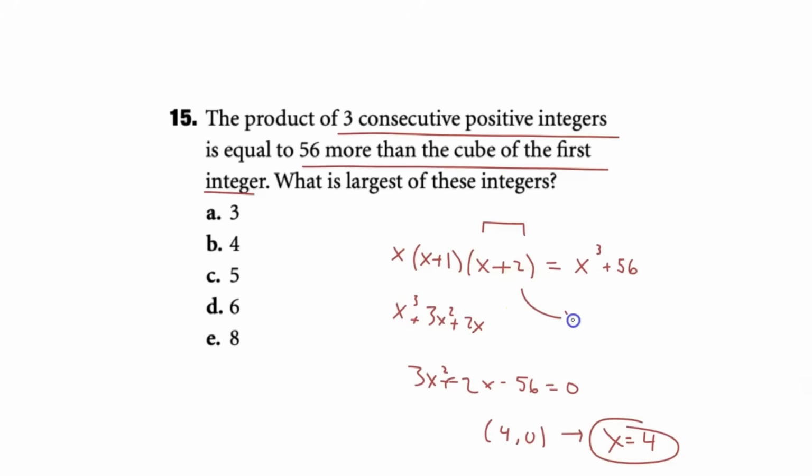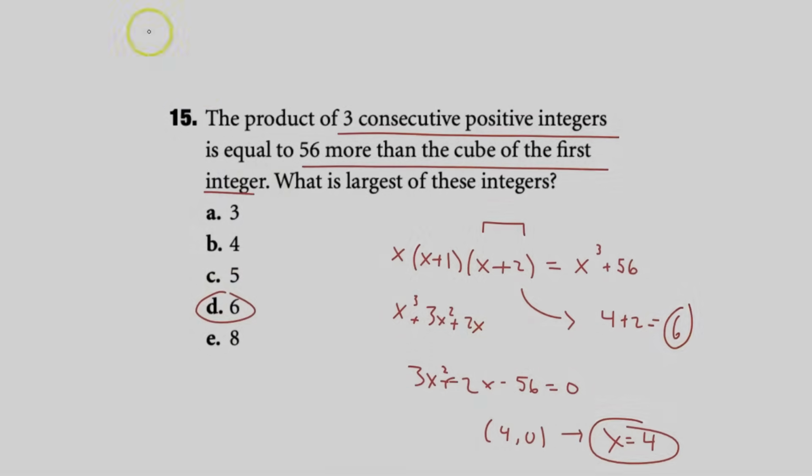And so now we can just take this. We know x is 4, plus 2 is 2 after our first integer. That would be equal to 6. And so the largest of these three integers must be a value of 6. Our choice to pick is answer choice D.